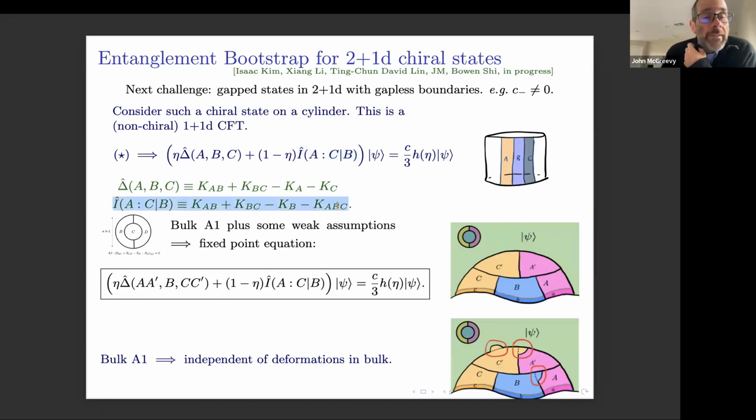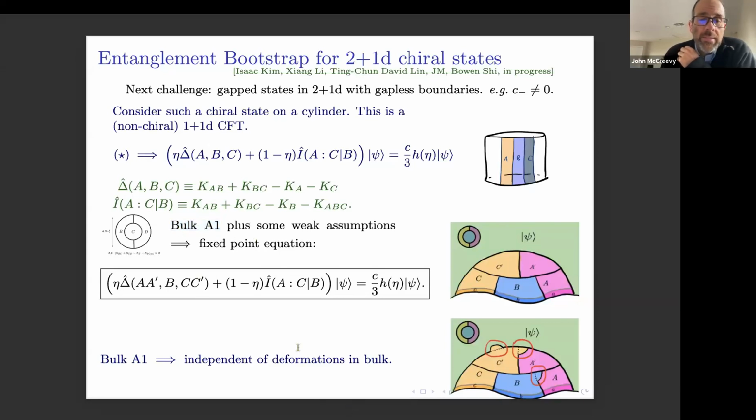Okay, so now if I assume that the state on the cylinder satisfies A1 for some regions big compared to the correlation length, and a few other weak assumptions, it actually implies this local fixed point equation for the state near the boundary. So I'm zooming in near this boundary. On a single boundary, if I consider these regions, so A, B, and C touch the boundary, and A prime and C prime are these interior things that shield B from the bulk, then this identity follows. It follows from this 1 + 1 dimensional fact and a few other weak assumptions, including bulk A1.